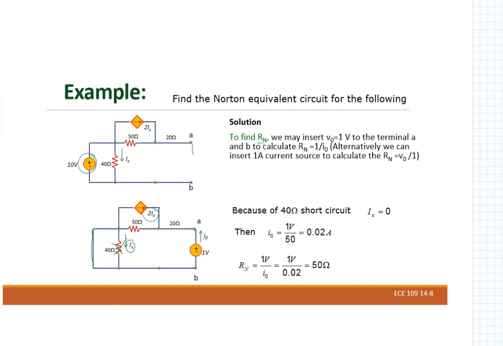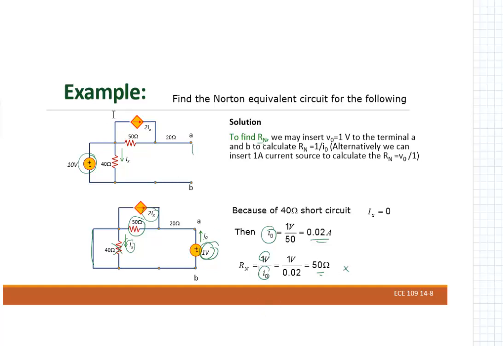Then when we find I0 here, we're going to say 1 volt divided by 50, which gives us 0.02 ampere. So we know the I0 and we know the V0. 1 volt divided by I0 will give you 50 ohms. So this is the way you can find RN.